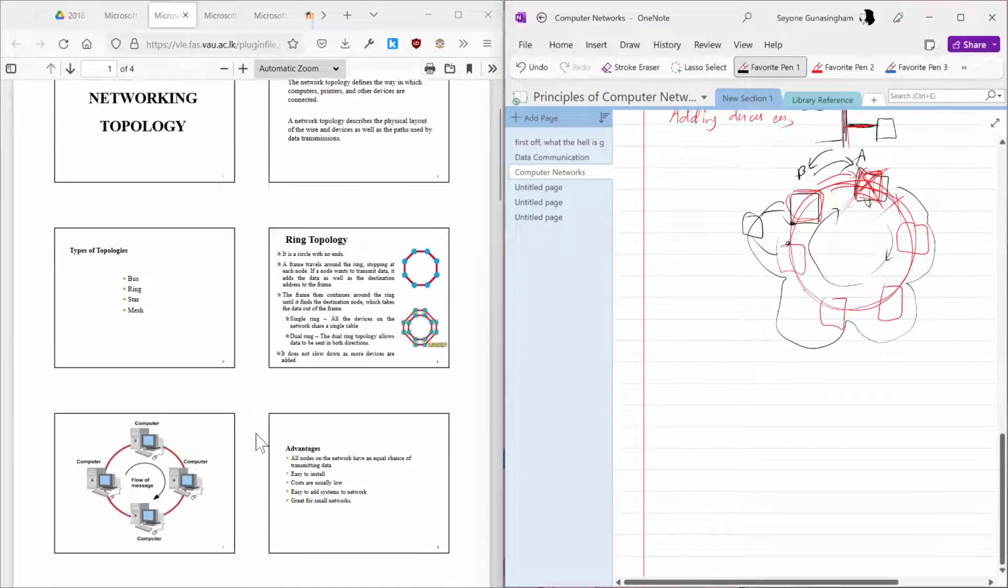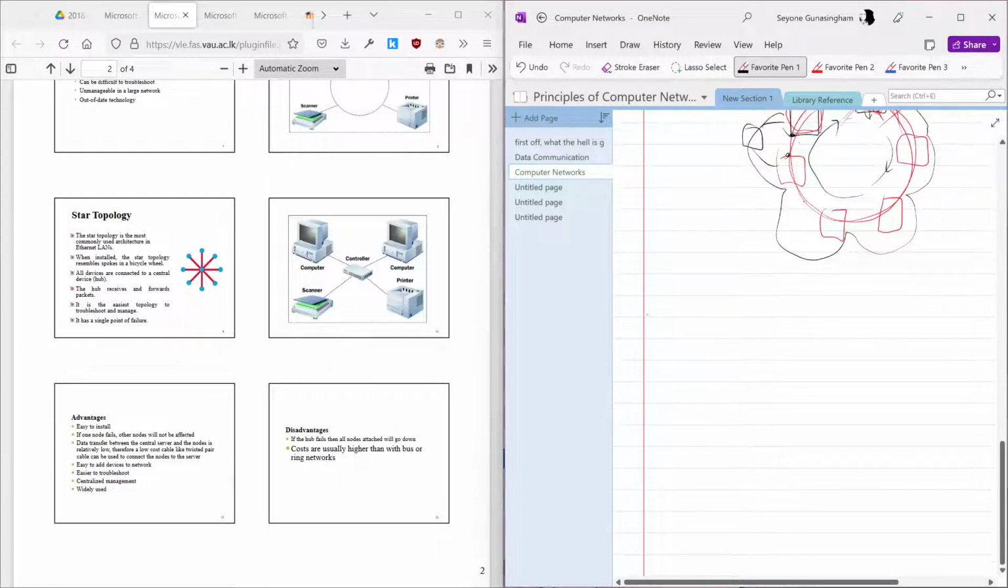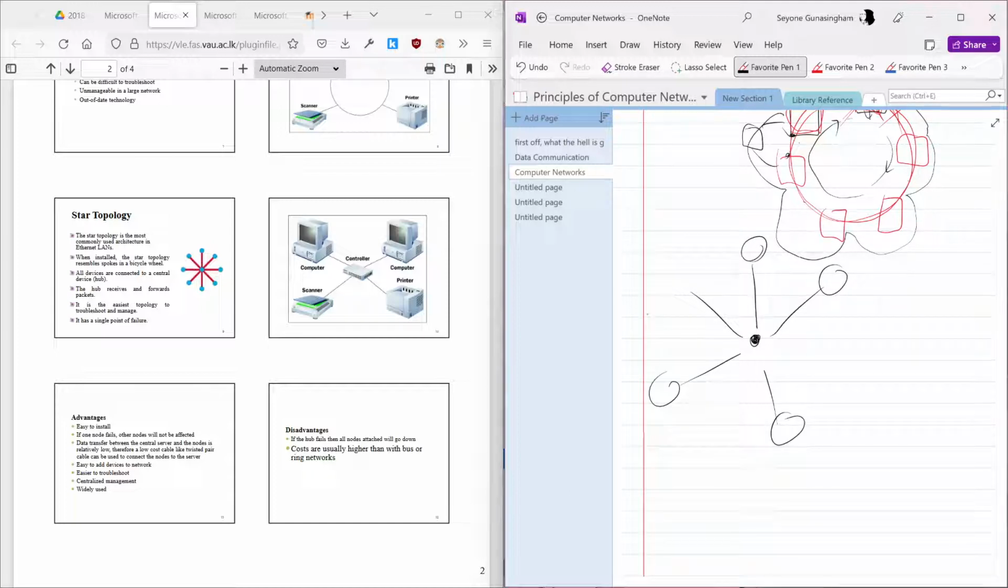Yeah, so bus, ring, star, and mesh. And then there's hybrid as well, but it's kind of obvious what it is. So star: you've got a central hub, and then you've got your other devices. It's obvious, right? If the hub goes, the network dies. If your hub goes kaput, your network goes kaput. So this type of network has a single point of failure, this thing.